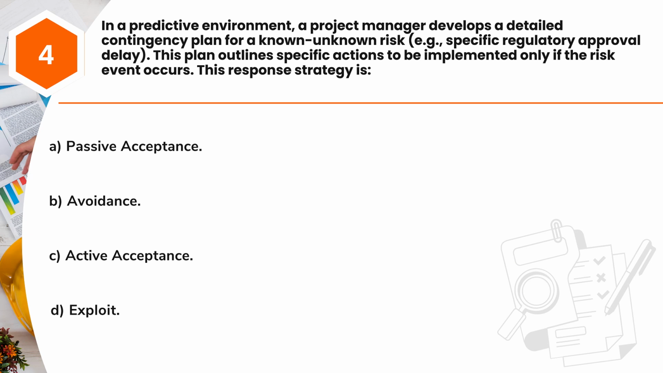Question 4. In a predictive environment, a project manager develops a detailed contingency plan for a known unknown risk, e.g., specific regulatory approval delay. This plan outlines specific actions to be implemented only if the risk event occurs. This response strategy is A. Passive acceptance. B. Avoidance. C. Active acceptance. D. Exploit.